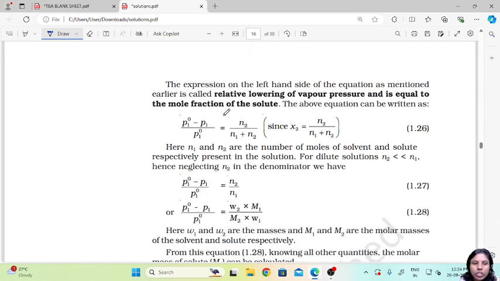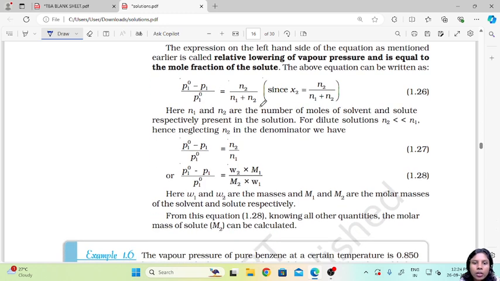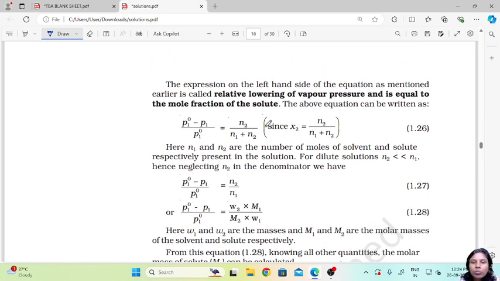So the above equation can be written as (P01 minus P1) upon P01 equals N2 upon (N1 plus N2), since X2 can be written as N2 upon N1 plus N2, that is the number of moles of solute upon the number of moles in the solution. Here N1 and N2 are the number of moles of solvent and solute respectively present in the solution.